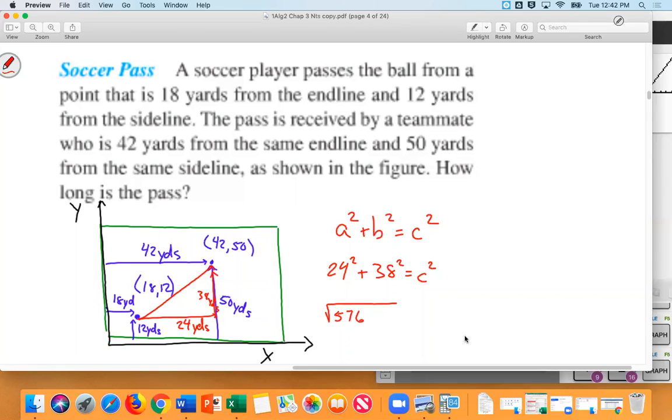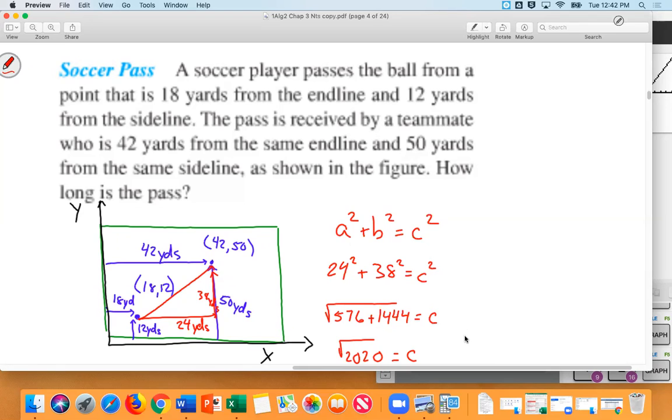38 squared is 1444. And we're going to take the square root of 576 plus that. So 576 plus 1444 is 2020. Square root of 2020.